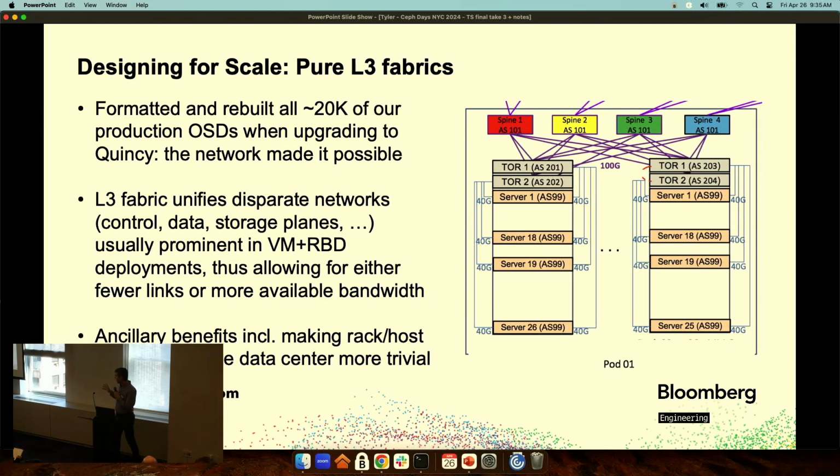And there's a whole bunch of ancillary benefits. If you're on the network side and you have to move some equipment in your data center, you have to drop VLANs, you have to re-IP things. But in an L3 fabric, you just move things around, and BGP learns the quickest route to that host. So it's really great not only from a performance perspective, but also for maintaining things, and especially for containers.